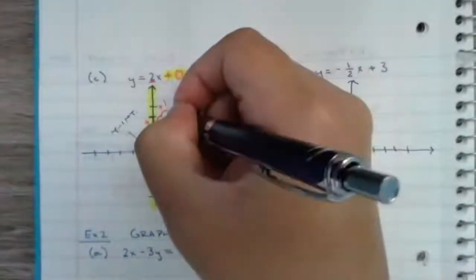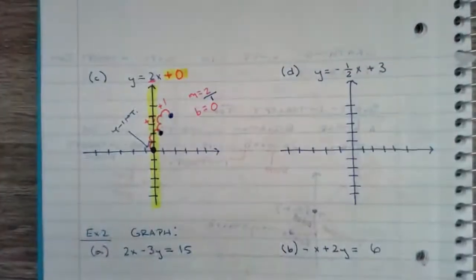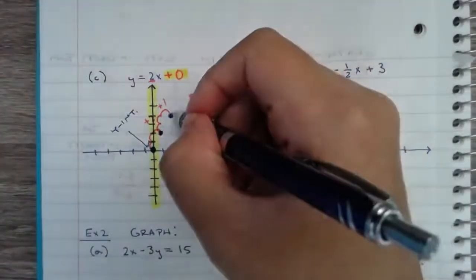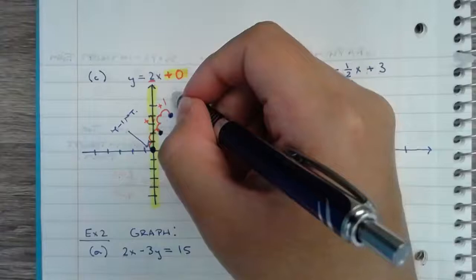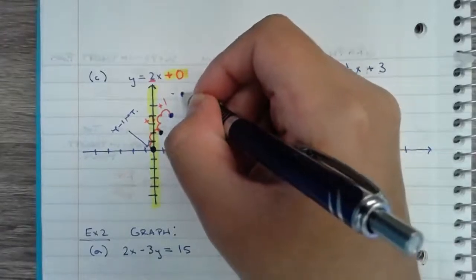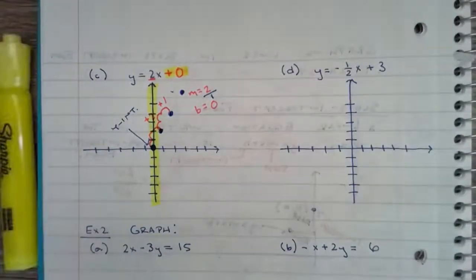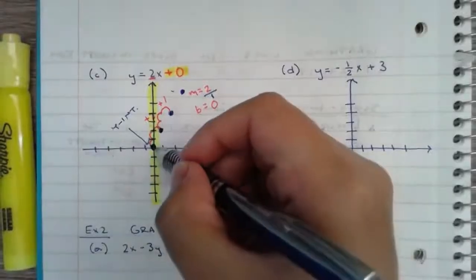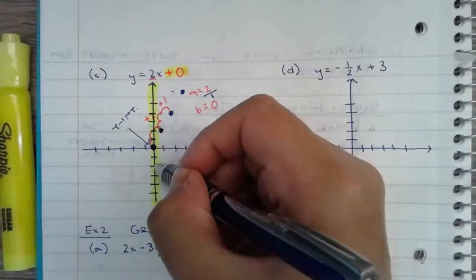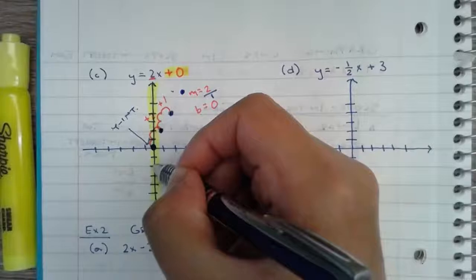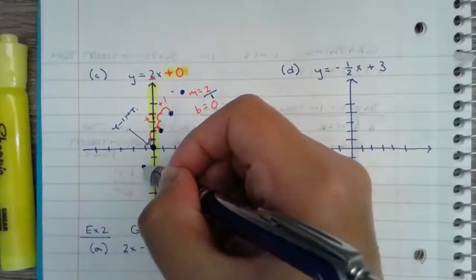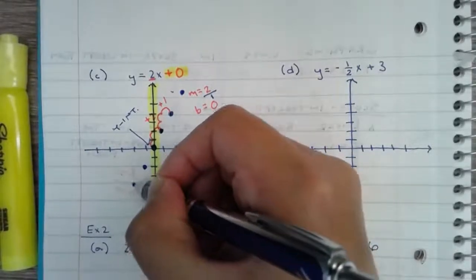Then we do another point. Okay? And then again we go up 2, which will be like somewhere over here, and then right 1. And so now we have the graph. Or we could go the opposite. So instead of going up 2, we go down 2, and then not right 1, we go left 1. Down 2, and then left 1.